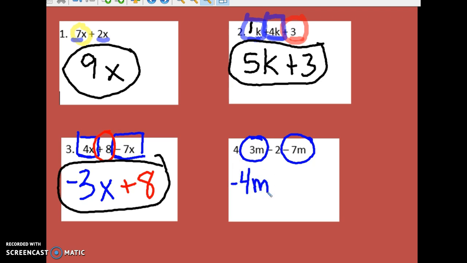And feel free to use your calculator when you're combining your like terms. If you don't feel very comfortable with adding and subtracting with negatives, rely on your calculator. Just make sure that you type it in as 3 minus 7, or you type it in as 3 plus negative 7. So we have negative 4m, and then we also have to identify the other term. The other term was minus 2. I have nothing that's a constant, so I have nothing to combine with minus 2. So my final answer is negative 4m minus 2. And then circle your answer.